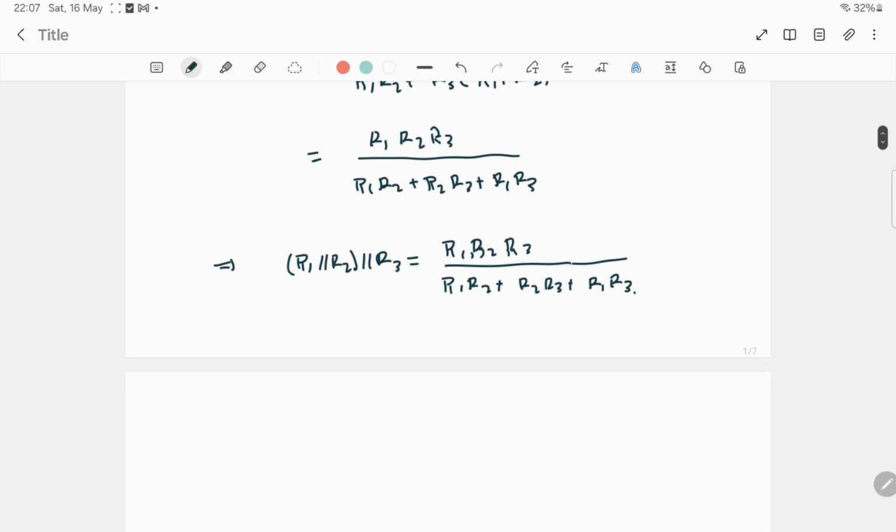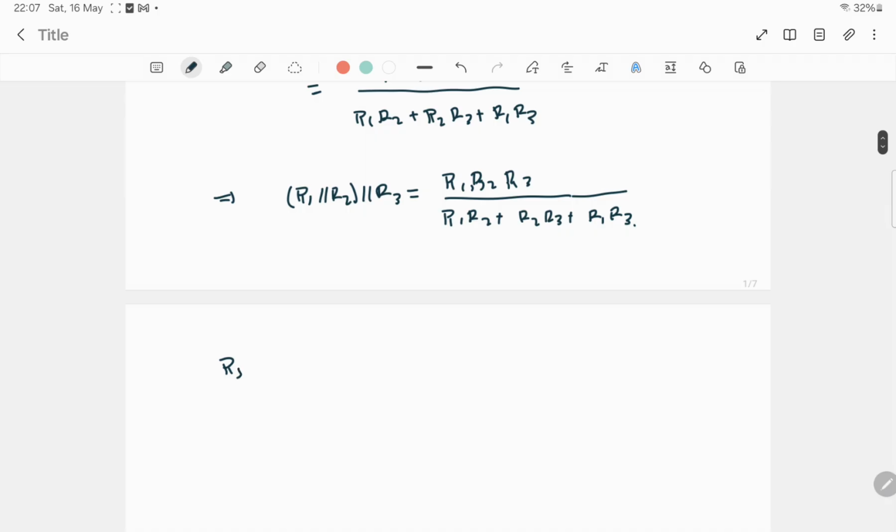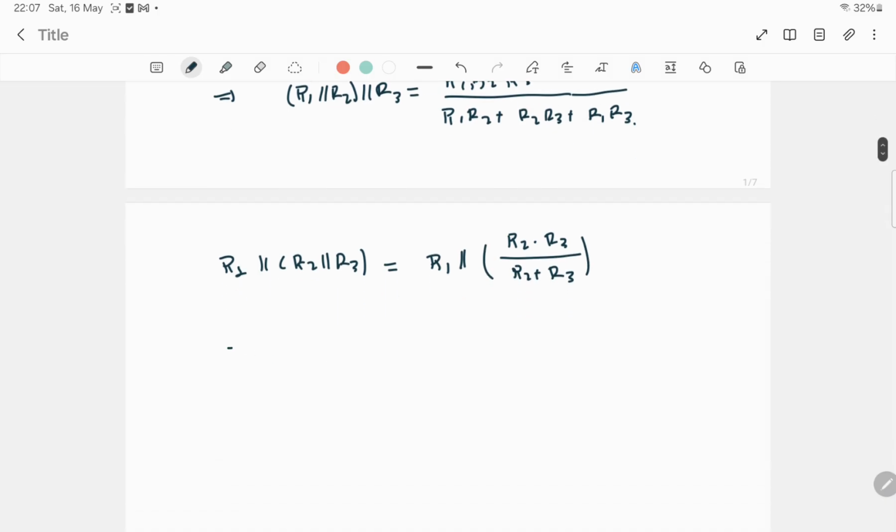Now let's go the other way around. Let's take R1 parallel R2 parallel R3. That's going to be R1 parallel R2 R3 over R2 plus R3, and then that is going to be R1 times this quantity here, R2 R3 over R2 plus R3, over R1 plus R2 R3 over R2 plus R3.